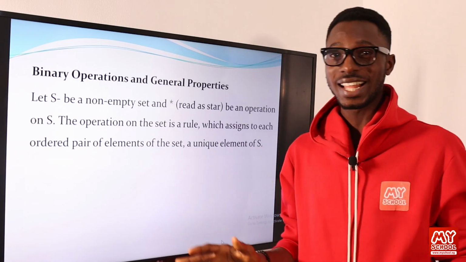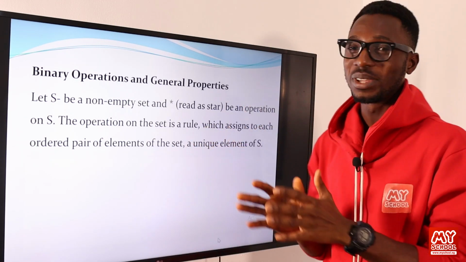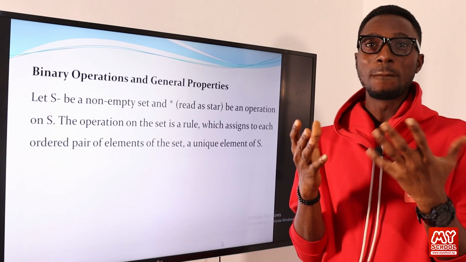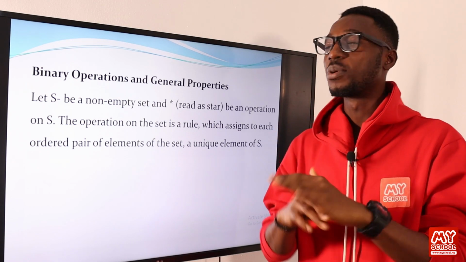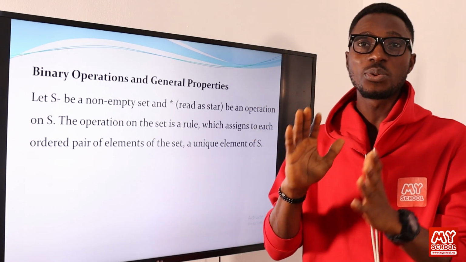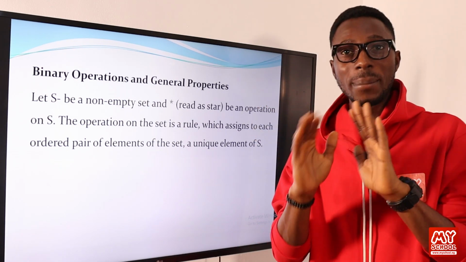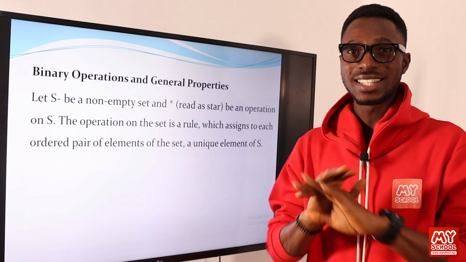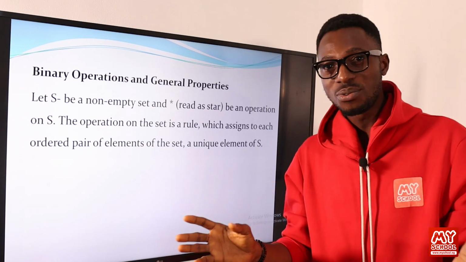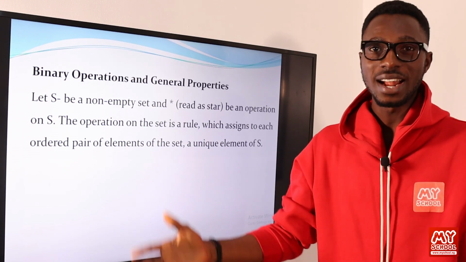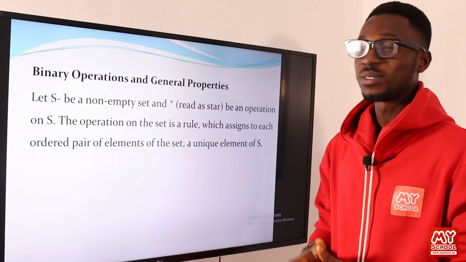So what that means, basically, is that binary operation is just a rule of combination regarding two elements. We are looking at two elements in a particular set. The rule of combination regarding those elements, that is what binary operation is actually talking about. So two elements, and a certain rule that connects them or makes them interact with one another. So let's have the next slide.